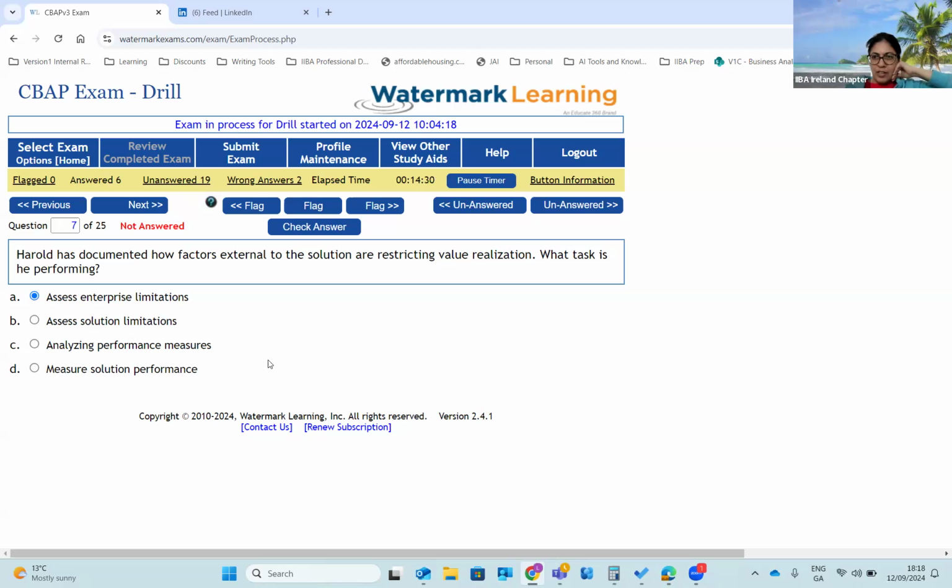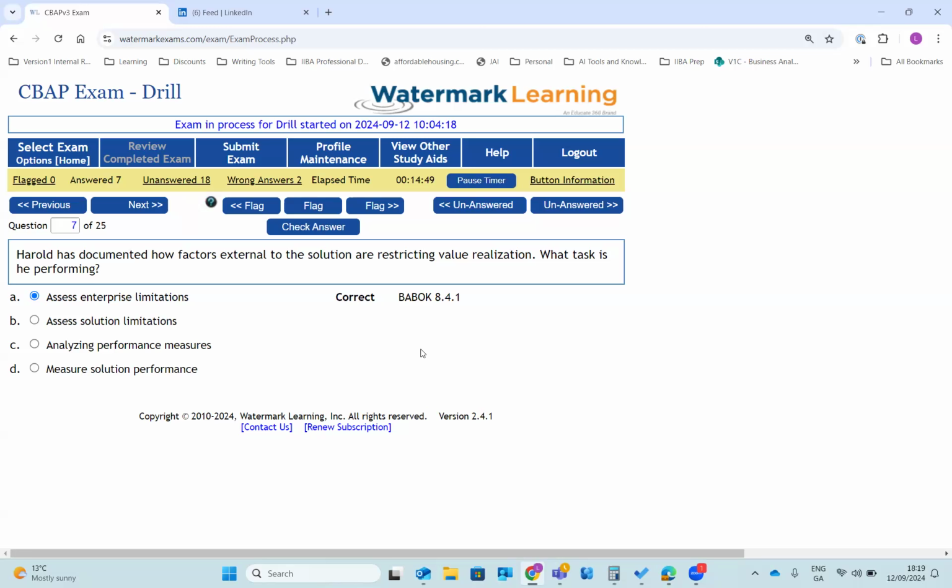Anyone else has any other options in mind? I think A was in the chat. Okay, then I'll check with A. I don't know exactly if that's the answer, if A is right.